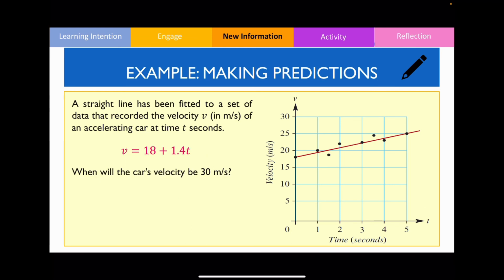And for the final example, it's asking when will the car's velocity be equal to 30 meters per second. So what we'll do is substitute v equals 30 into the original equation and solve for t. I'll subtract 18 from both sides of the equation. 30 minus 18 is equal to 12. And then I'll divide both sides by 1.4 to solve for t. And therefore your answer is going to be 8.6 seconds.